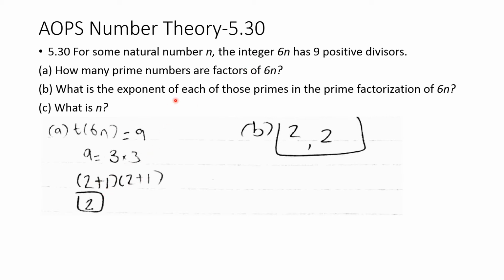Now B, what is the exponent of each of those primes that is in the prime factorization of 6n? So the exponent is 2 and 2 because it's (2 plus 1) times (2 plus 1), so the exponents are 2 and 2.